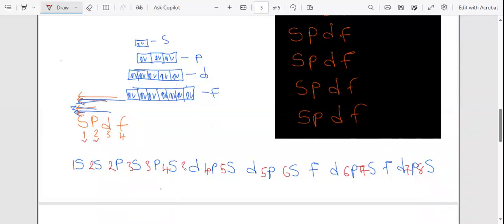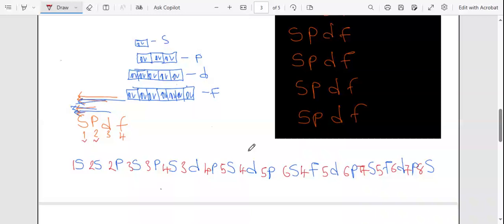D starts at 3, so 3d, 4d, 5d, 6d. We have also f starting at 4, so we say 4f, 5f. These are a lot for all the configurations that will be asked of you to write. Okay, so this is how we go now.